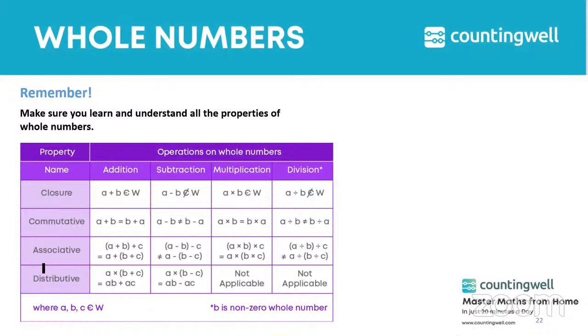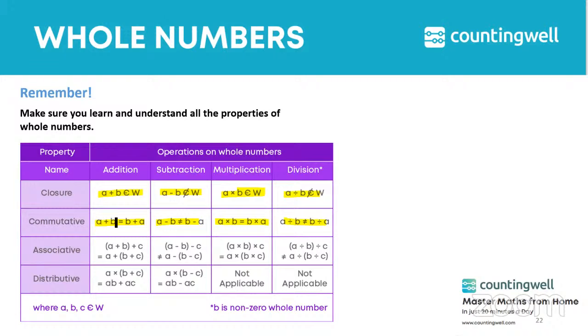While dealing with the chapter whole numbers, you have to remember this table. That means addition of two whole numbers is always a whole number. While in case of subtraction, it doesn't belong to the set of whole numbers. It goes with multiplication, but it doesn't go well with division. As we have discussed, the commutative property for addition of whole numbers is true, whereas for subtraction and division, it is not true. It is true for multiplication also.